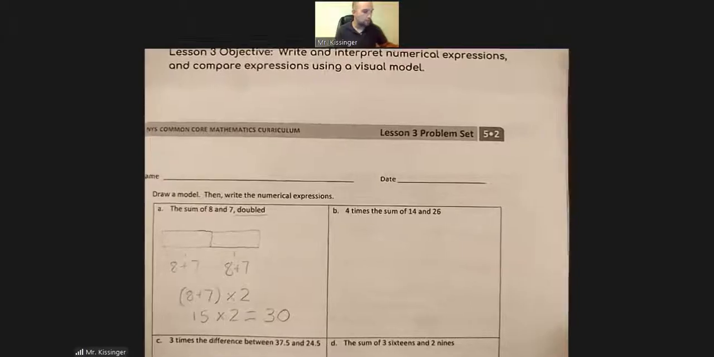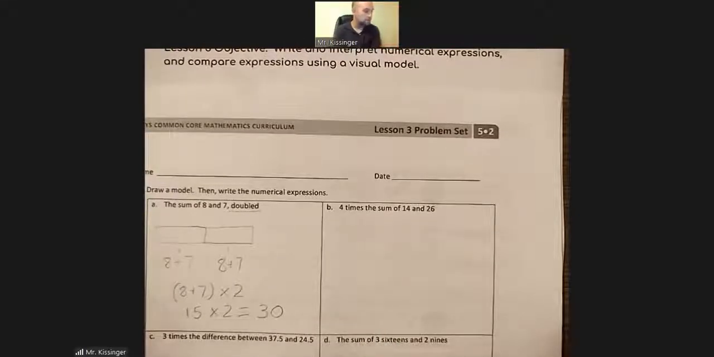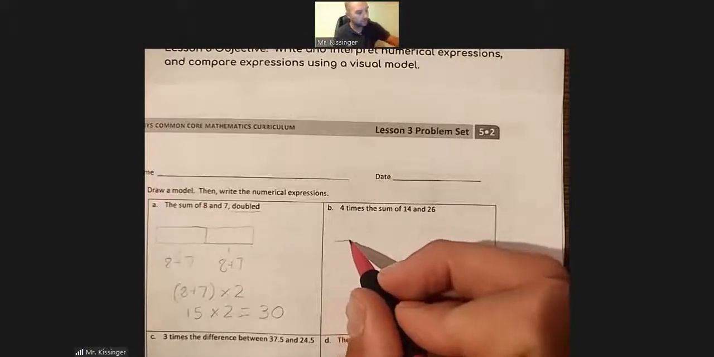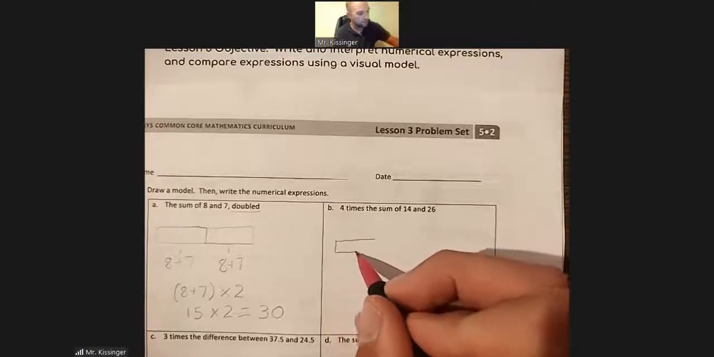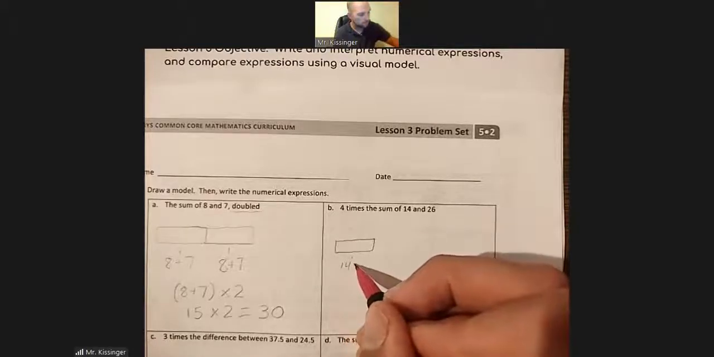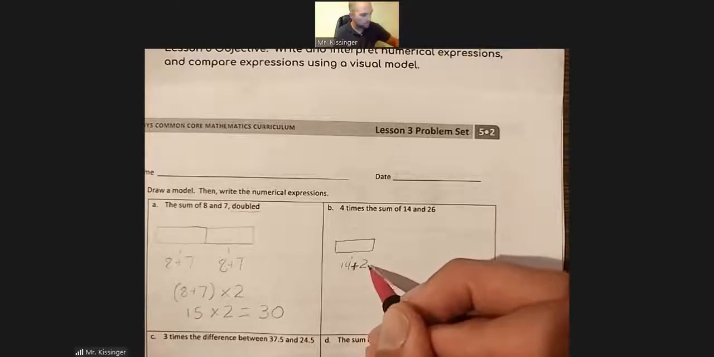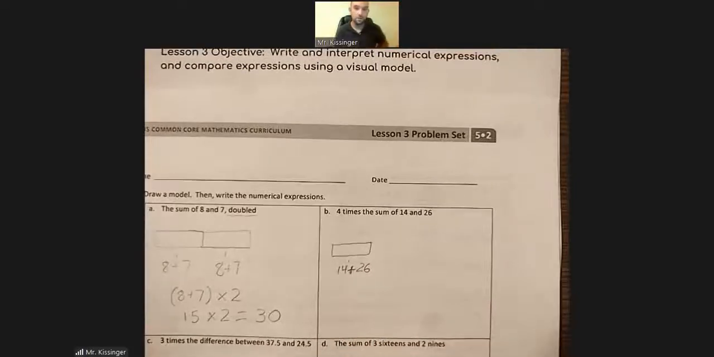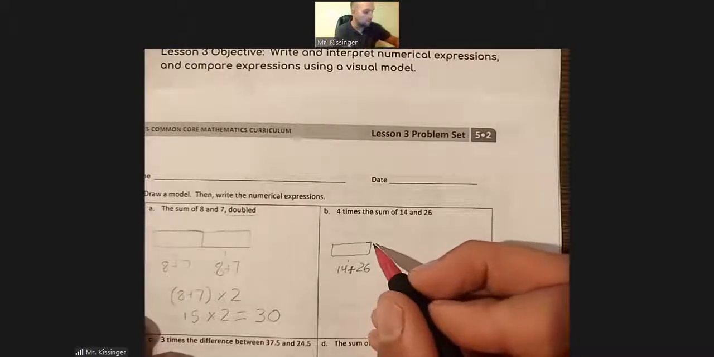All right, let's try one more over here on letter B. This one says 4 times the sum of 14 and 26. So again, we're going to draw 14 plus 26 as a little rectangle here. We're doing plus here. And then we're not doubling this time. We need to do 4 times the sum of 14 and 26.